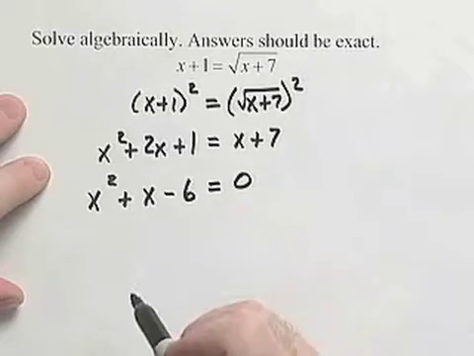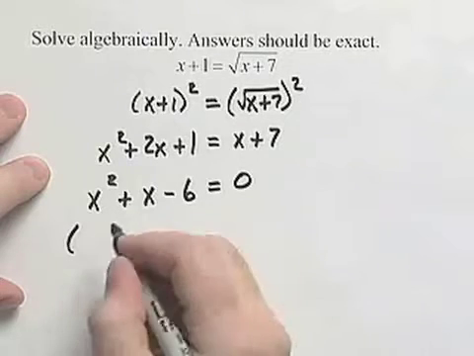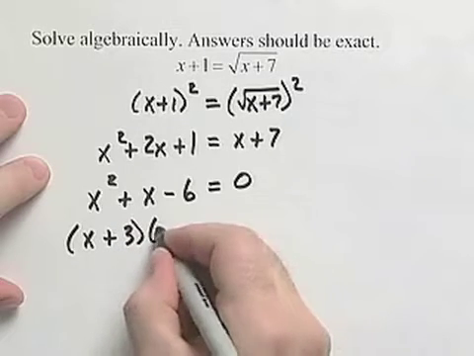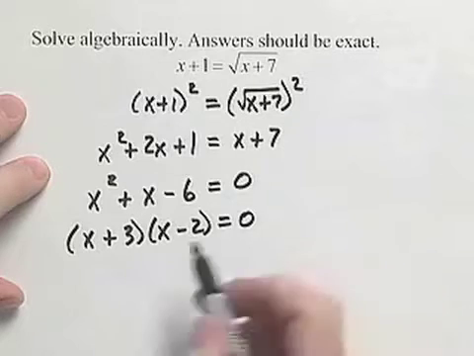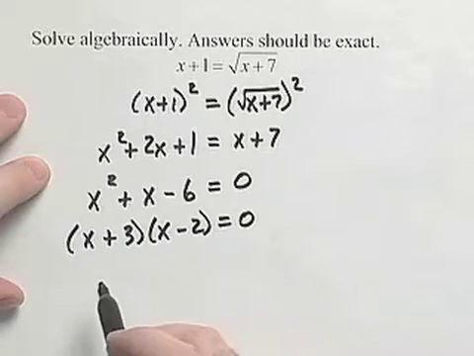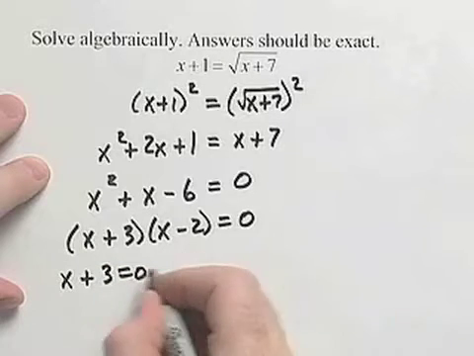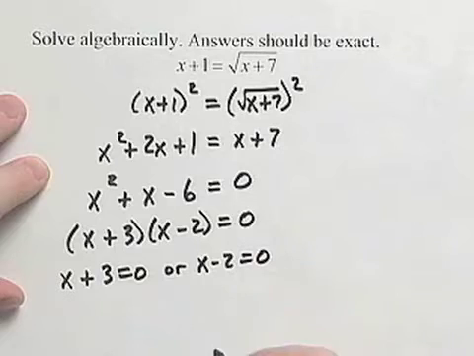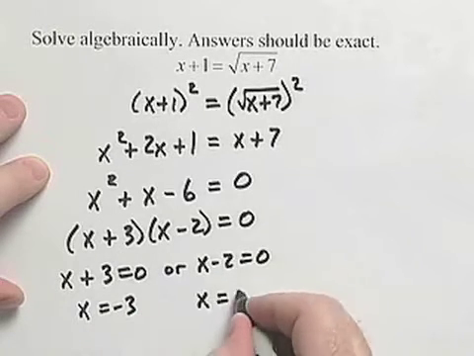Again, I've got a quadratic equation, and I'm going to try to solve this by factoring. This will factor into (x + 3) times (x - 2). We set that equal to 0. Use the zero factor property, set each factor equal to 0. x + 3 = 0, or x - 2 = 0. So we get x = -3, or x = 2.